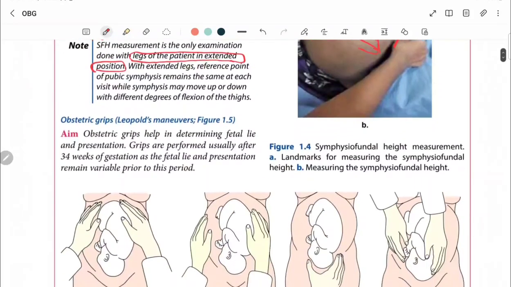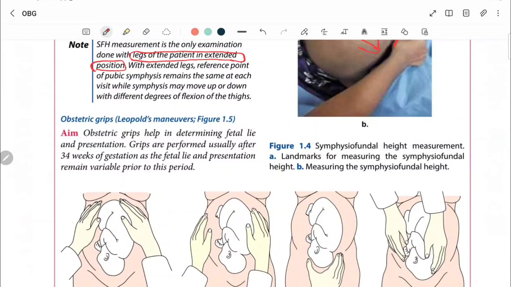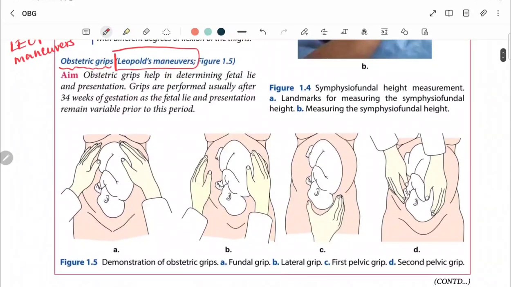Now coming to Leopold's maneuver, very important. The name is important, guys. In viva they will ask what is the name of the maneuver in which obstetric grips are done. It is known as Leopold's maneuver. Leopold's maneuver gives the obstetric grips. The aim is that obstetric grips help in determining the fetal lie and presentation.